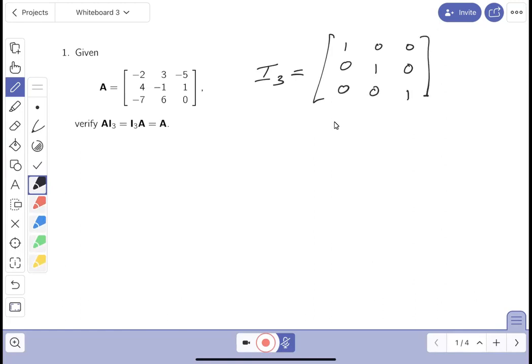All right. So what do they want me to do? They want to verify that if I took the matrix A and multiplied it by that matrix I3, that I get the same thing as if I took I3 and multiplied it by A. Let's take a look at this. Let's write it down. That's what they want me to verify.